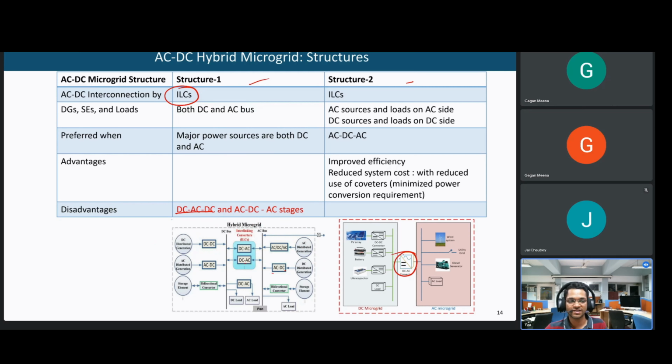But if we see structure 2, then in structure 2 on the DC side, only DC loads and DC sources are present, and battery and capacitor will also be there. And on the AC side, only AC source and AC load are present. So we can avoid these different stages.